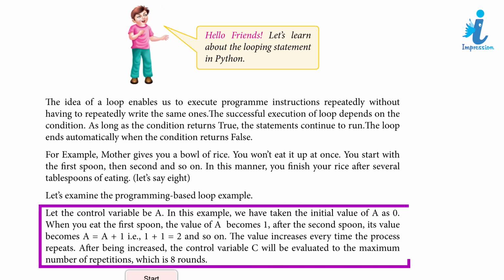Let the control variable be a. In this example, we have taken the initial value of a as 0. When you eat the first spoon, the value of a becomes 1. After the second, a = a + 1, so 1 + 1 = 2, and so on. The value increases every time the process repeats. After being increased, the control variable a will be evaluated against the maximum number of repetitions, which is 8 rounds.